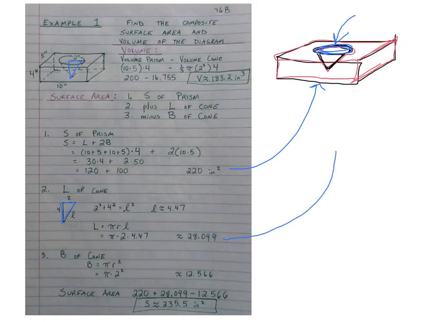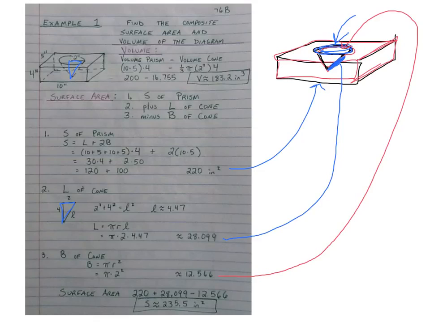And so that is going to be this surface here all the way around. And then finally we subtract out the base of the cone, and the base of a cone is a circle area, so pi r squared gives us a base of 12.56. And that would be this circle that we are taking out of the drawing.